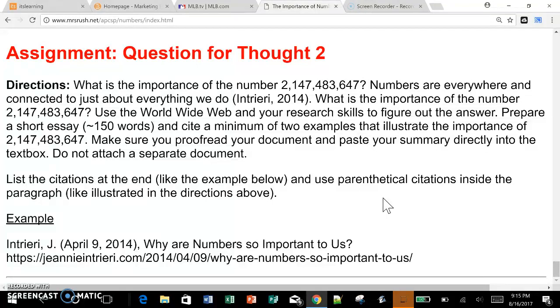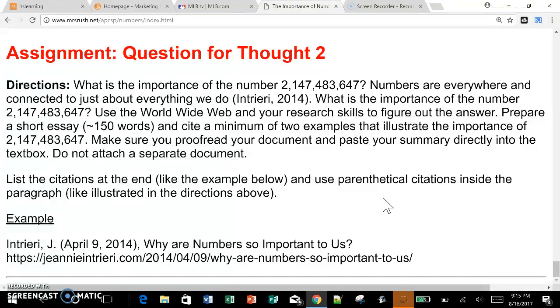Make sure you proofread your document and paste your summary directly into the text box. Do not attach a separate document because you know me, I will take off 5 points if you don't follow the instructions. List the citations at the end, like the example below, and use parenthetical citations inside the paragraph, like illustrated in the directions above. So looking at our example, this shows you APA style of citing a source. It has the author's last name, comma, first initial. Not the first name, just the first initial. April 9, 2014 was the date the article was published. The name of the article is Why Are Numbers So Important to Us? And then there's the URL.